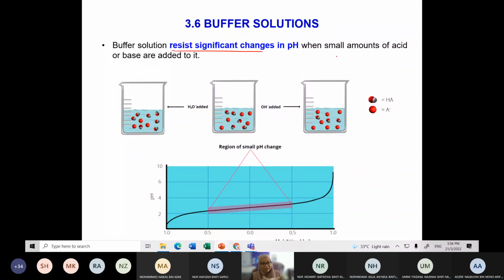Like I said just now, kalau dia adalah water, you masukkan acid dalam water, pH akan jatuh. Maksudnya significant changes in pH. Maksudnya pH akan jatuh secara mendadak. Ataupun you ada base, you masukkan dalam water, pH akan increase secara drastically, significantly. Okay, but since this buffer has that ability to maintain the pH ataupun to resist the significant changes in pH.